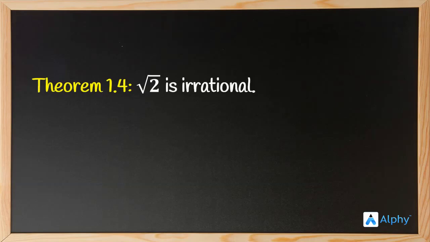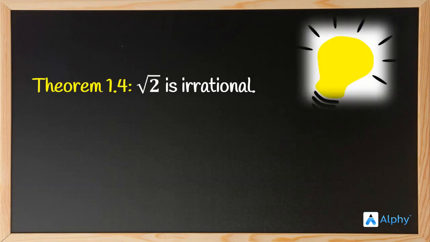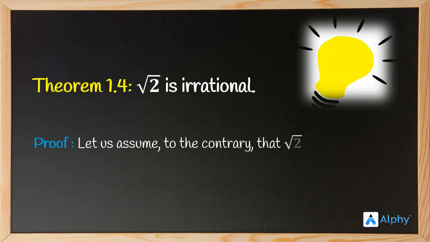Today we are going to discuss theorem number 1.4, root 2 is irrational. So we are going to take a look as to how we can prove this theorem and what is the step-by-step approach in doing the same. So let's begin. Proof. Let us assume to the contrary that root 2 is rational.